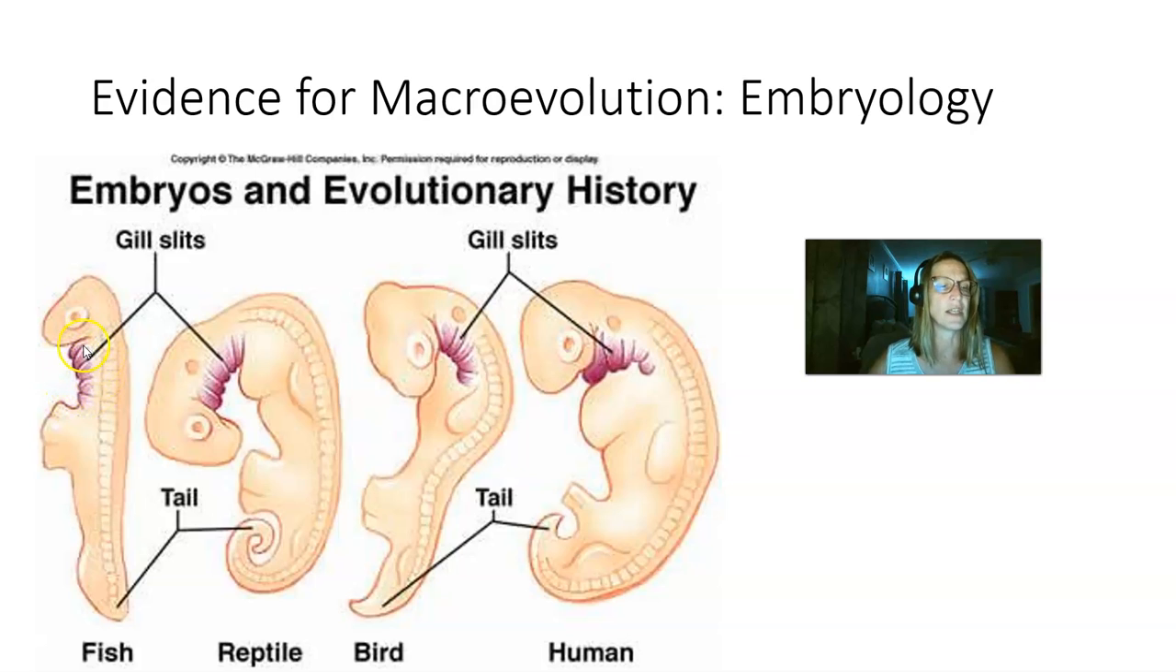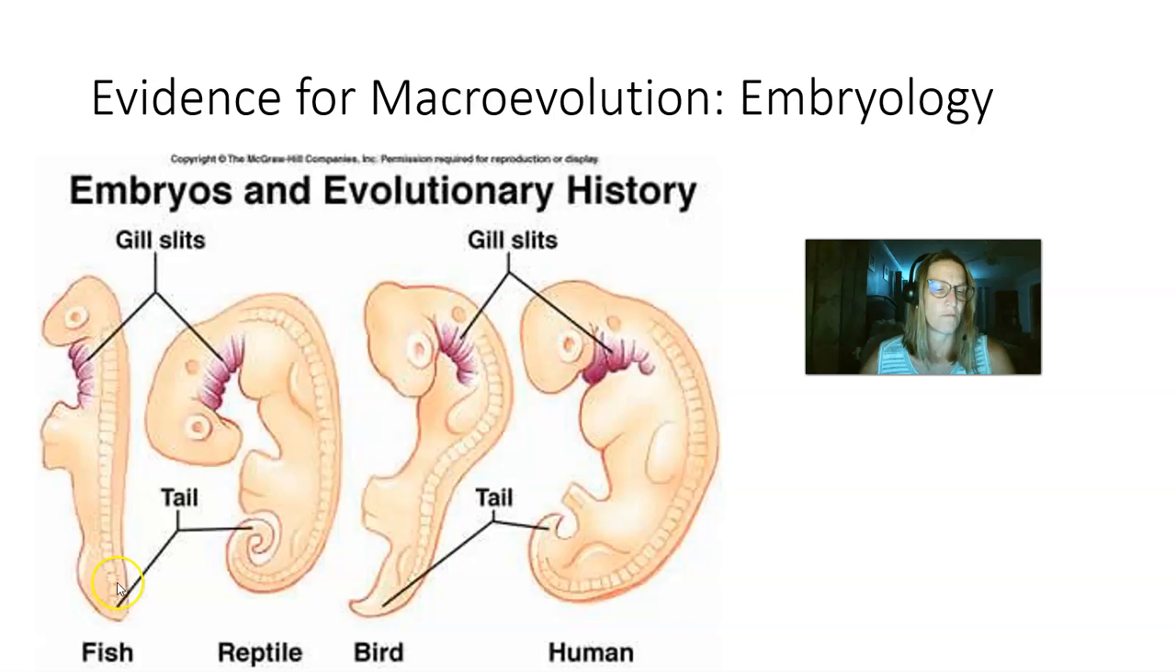So, for example, gill slits. These are going to develop into gills for fish. Fish are the earliest vertebrate ancestors that we have. They're the most primitive. The first vertebrates that ever existed were fish. So the embryos of fish have gills, gill slits. Well, if you look at all these other vertebrates at certain points in their embryonic development, we all have these gill slits in the same location, but they develop into different things, now for us, not gills.